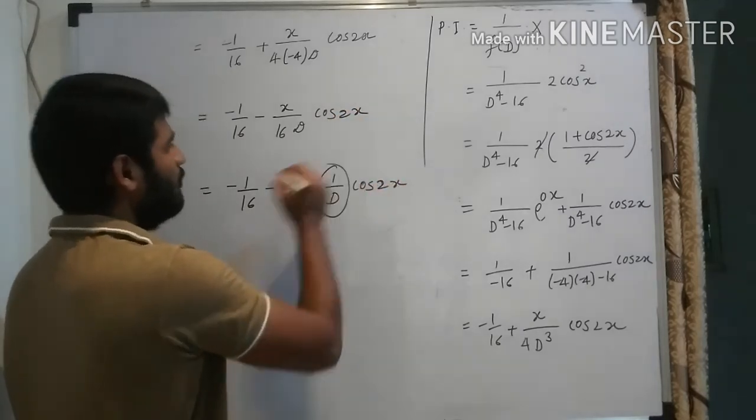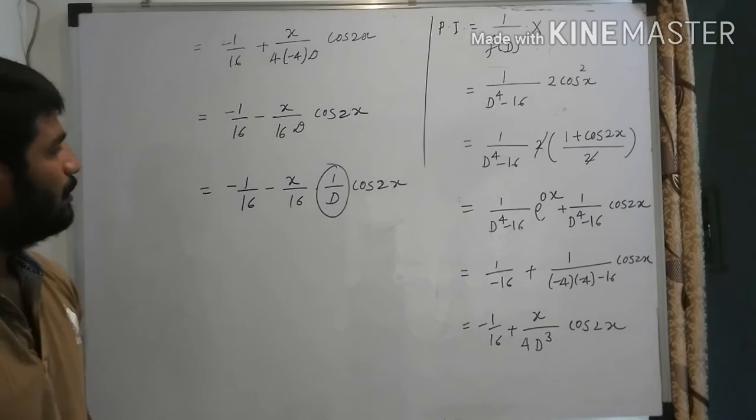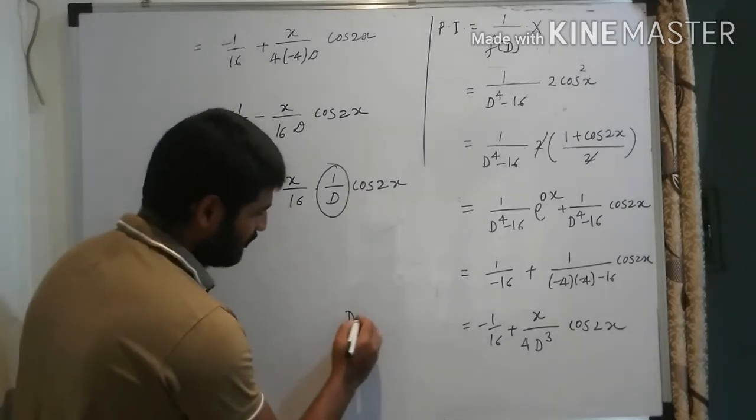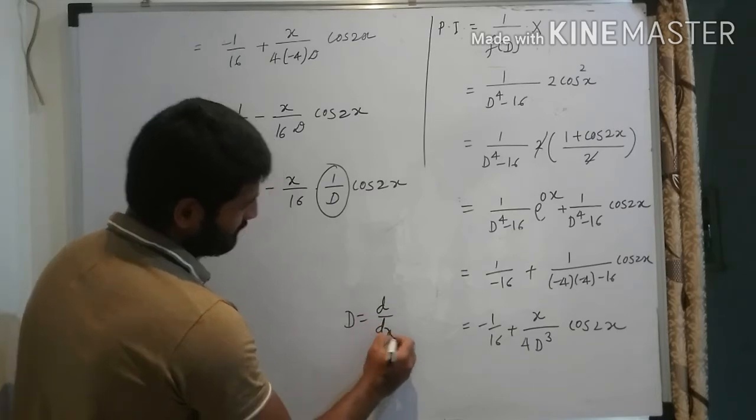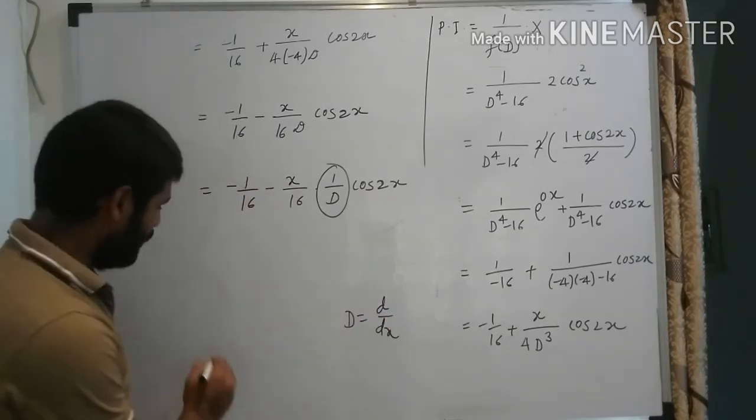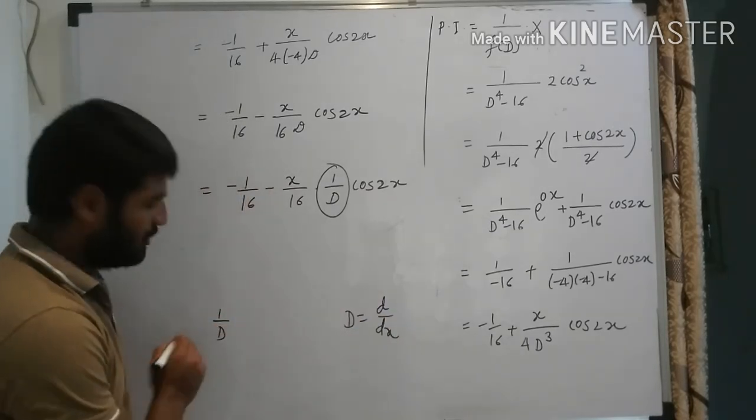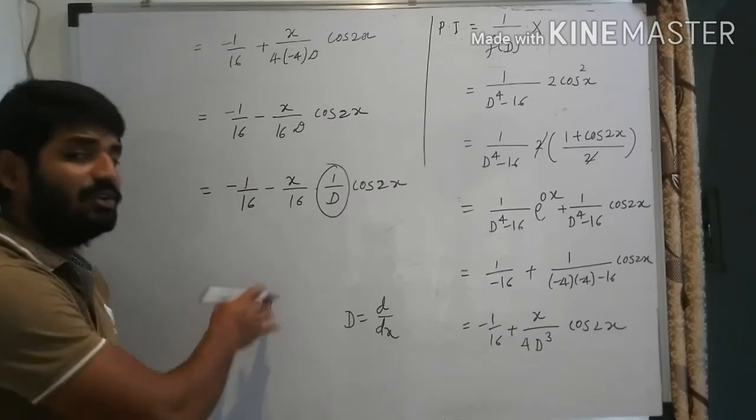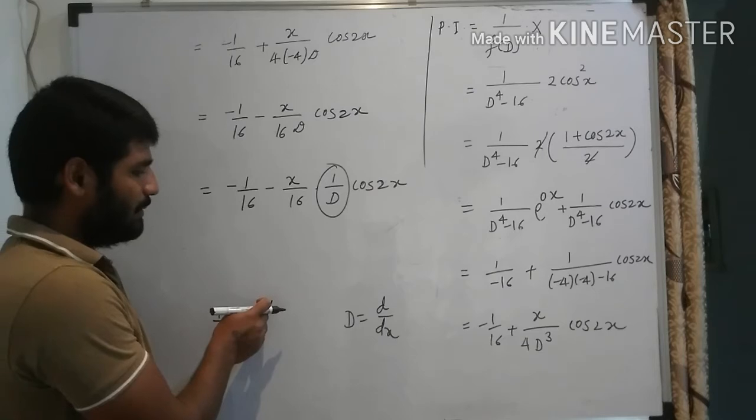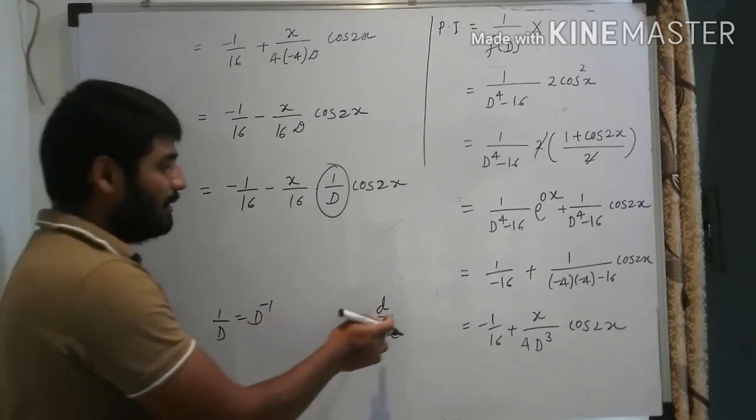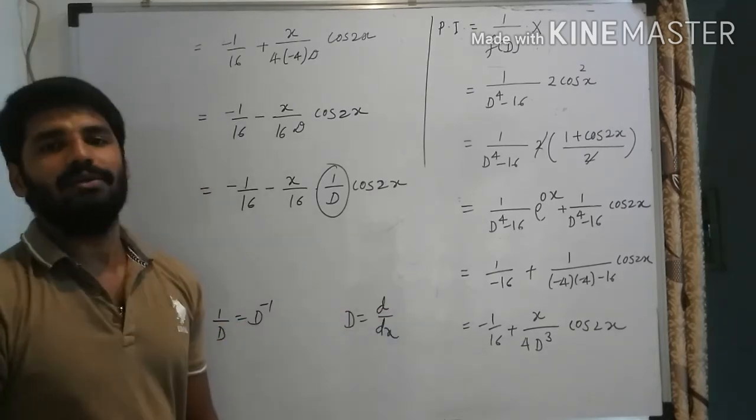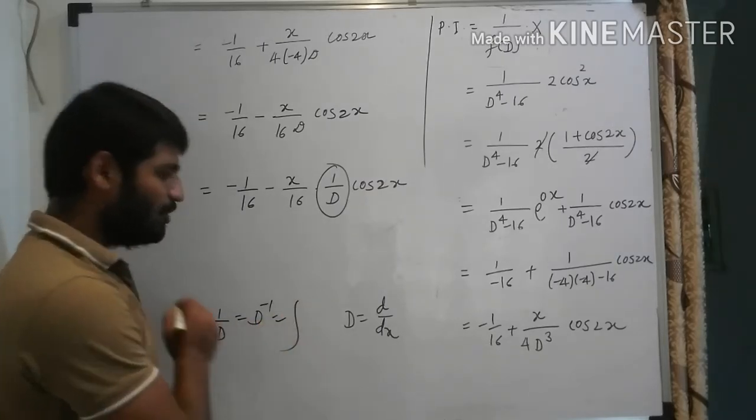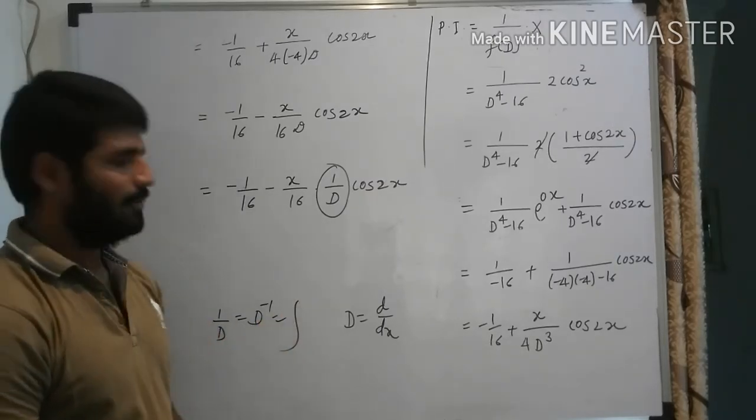Now think about this 1 upon d. What does it mean by 1 upon d? So I want to tell you again, d means what? d by dx, that is the differential operator. So 1 upon d means what? d inverse, correct? We have to take d in the numerator, we get d inverse. d inverse means what? d means derivative, so d inverse means the inverse of derivative. So what is the inverse of derivative? That is nothing but integral.